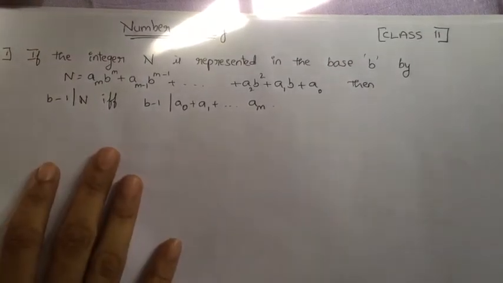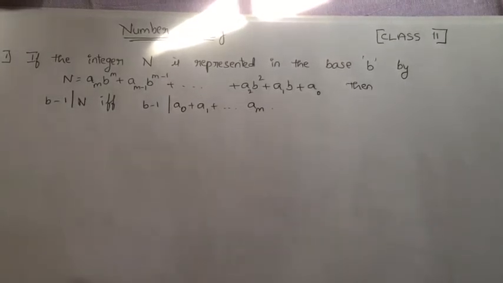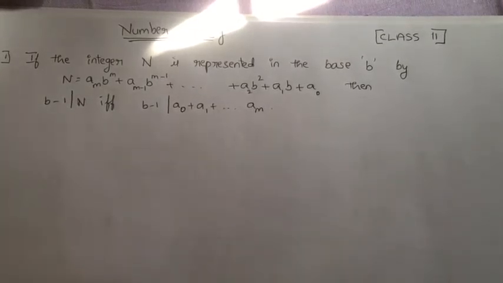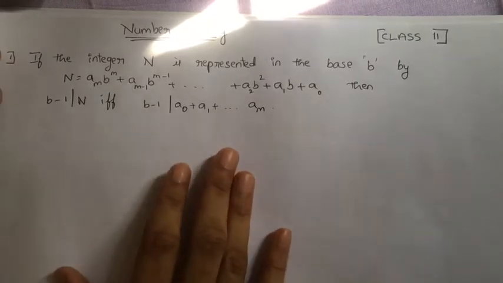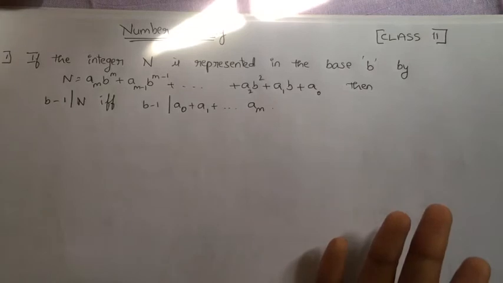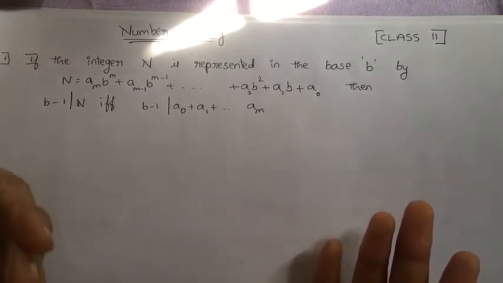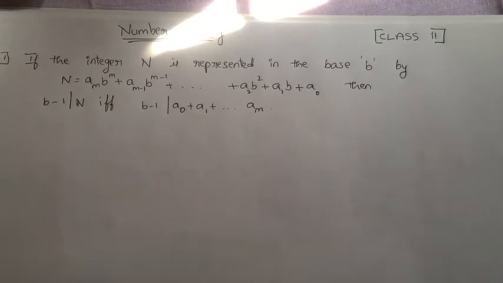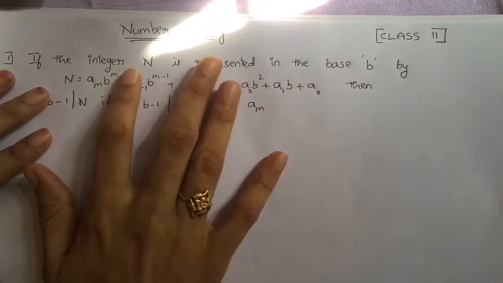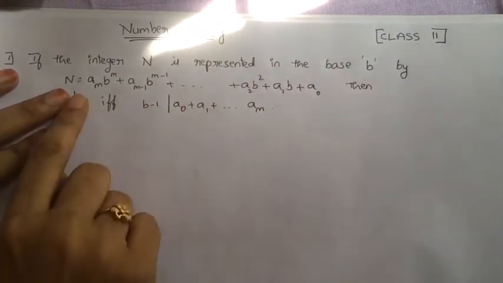Today's class, I'm going to solve a few problems based on divisibility tests. Last class, I solved divisibility by 9 and divisibility by 11, and how it is possible if n is represented in the decimal expansion. Now, suppose the integer n is expanded to the base b, like this.